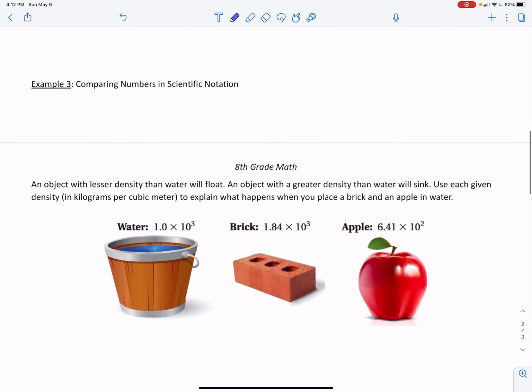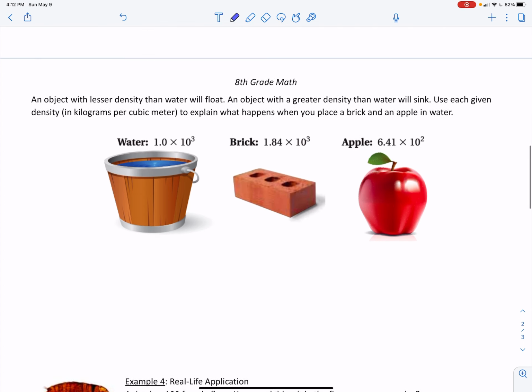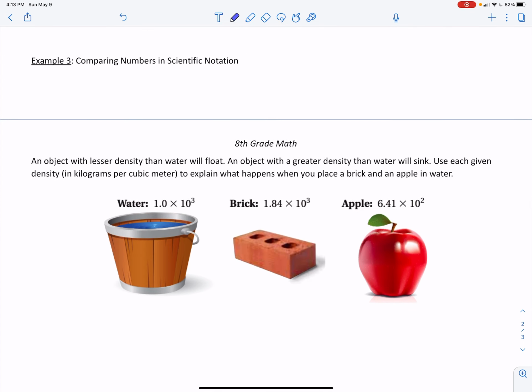All right, example number 3, comparing numbers written in scientific notation. Okay, an object with lesser density than water will float. An object with a greater density than water will sink. Use each given density to explain what happens when you place a brick and an apple in water.